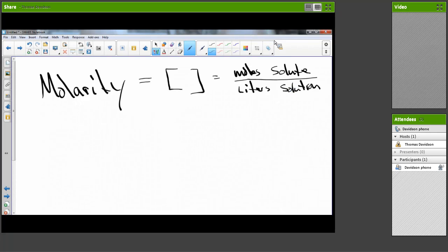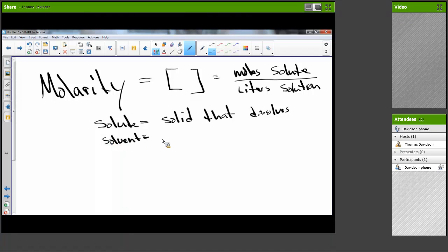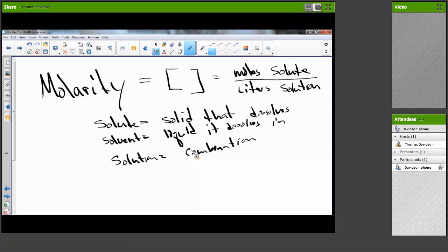All right. Now, the solute, you need to know this. That's generally the solid that dissolves or dissociates. It doesn't matter which word you want to use. And then the solvent, that's the liquid it dissolves in. And the solution is the combination of both of them.